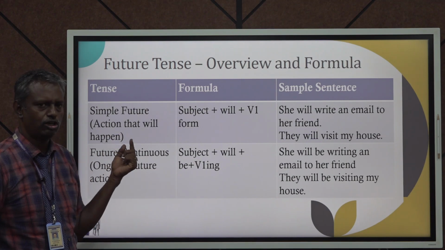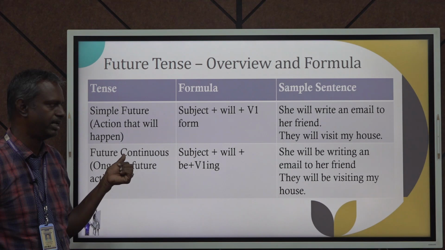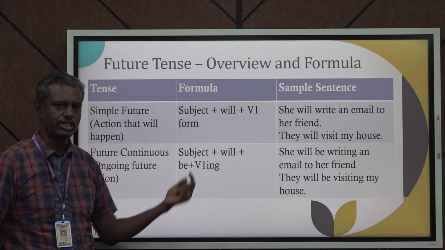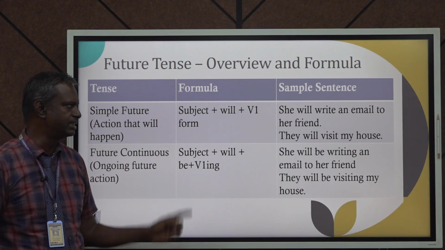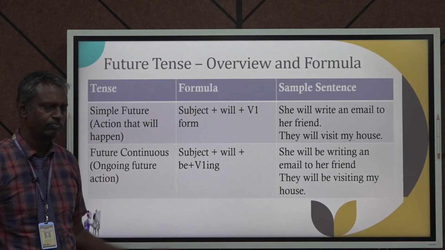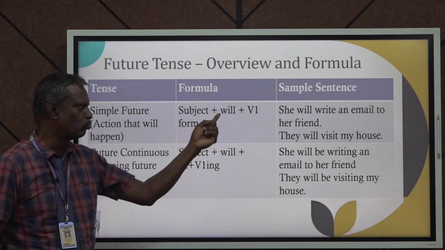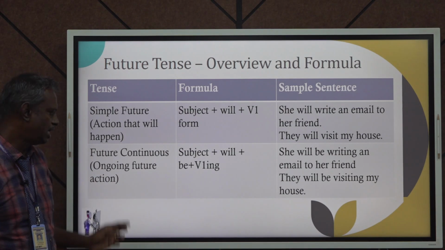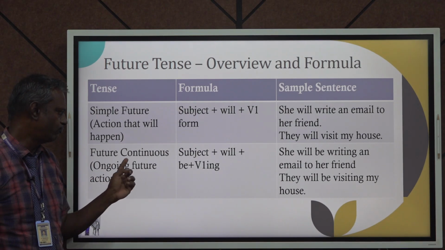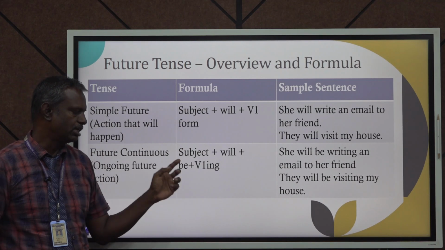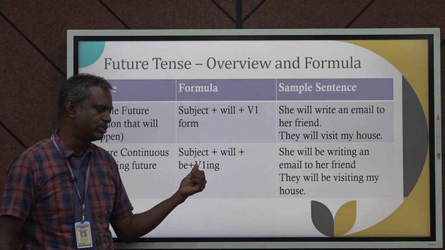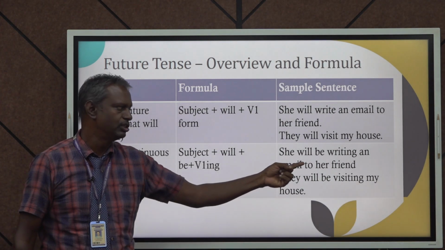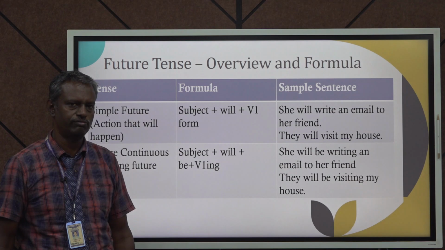But with regard to the classical grammarians, we form the future tense with either will or shall. Shall has become outdated and now we use only will. So the format is subject plus will plus V1. For example, she will write an email. Now, move to the next one, future continuous tense. Here the format is subject plus will plus be plus verb ing. For example, she will be writing an email to her friend.